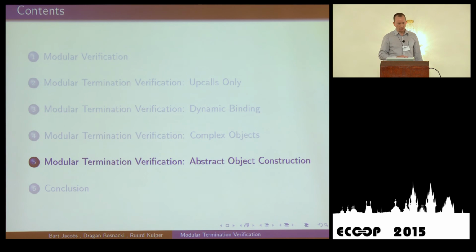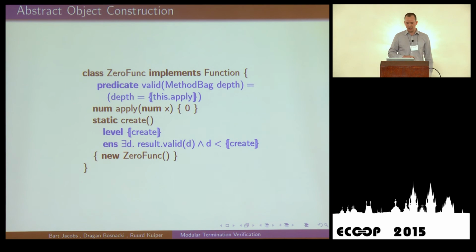So that's so much for complex objects, but the proof of the main method did something a little bit unpleasant. It looked inside of the predicate definitions of the classes that it used in order to verify main. So in general, we want to avoid that. We want that to be more abstract, so we want to do abstract object construction. So we will introduce in each class a constructor method. Here we have a static method create, which in its postcondition gives an upper bound on the dynamic depth of the returned object.